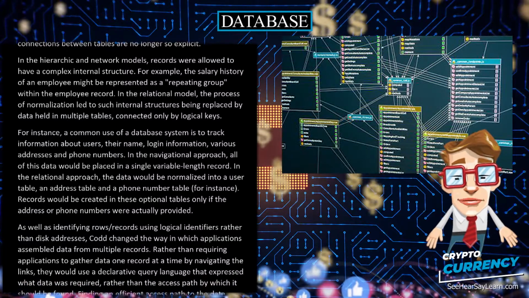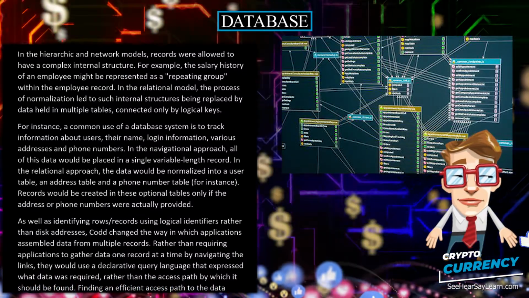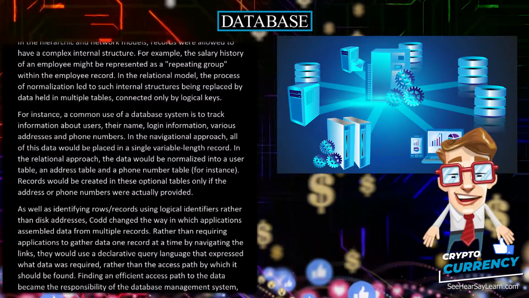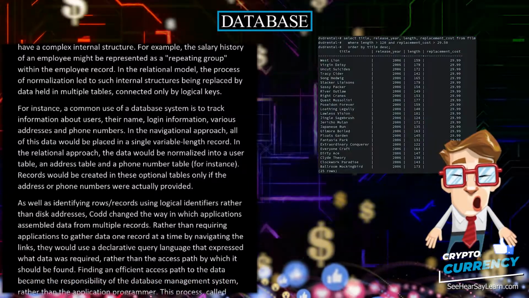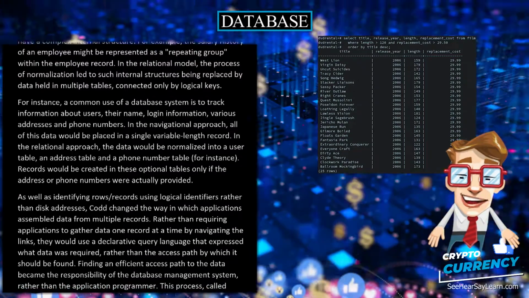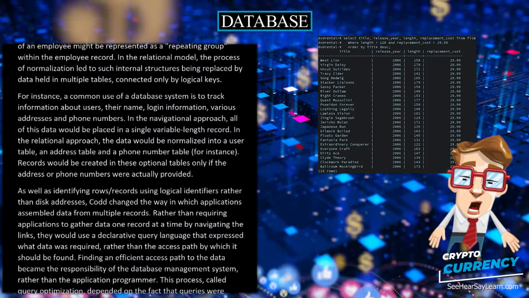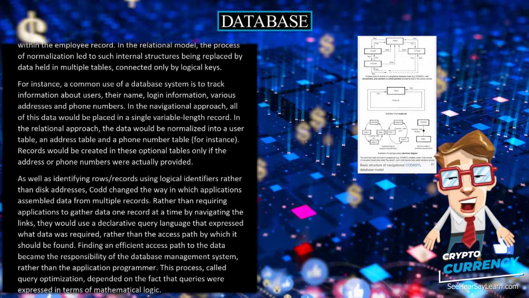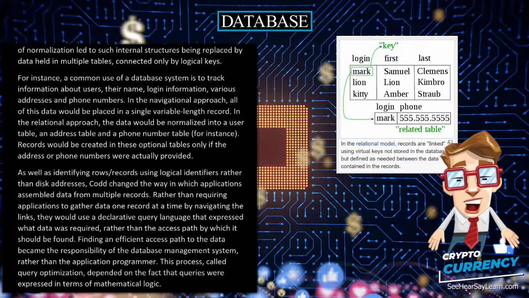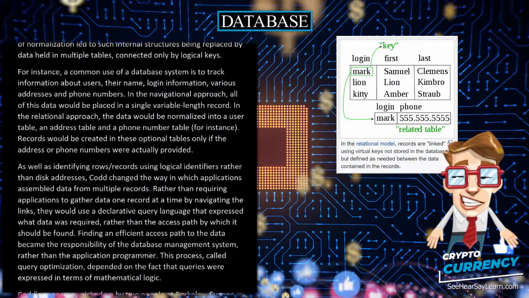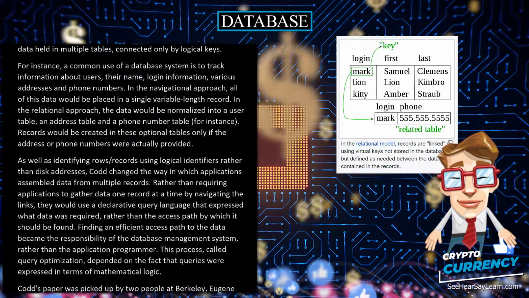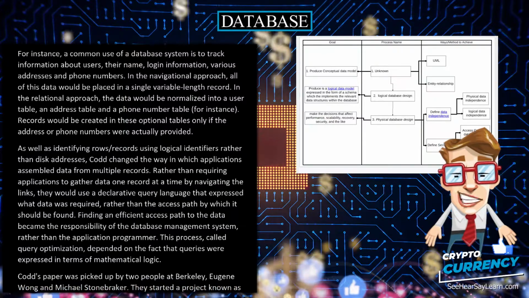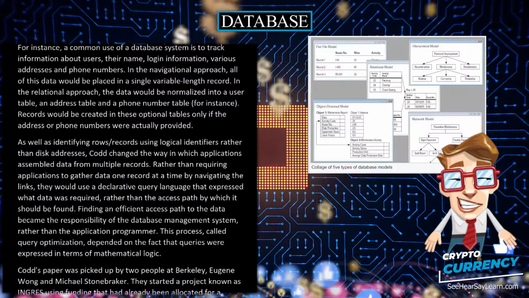For instance, a common use of a database system is to track information about users, their name, login information, various addresses and phone numbers. In the navigational approach, all of this data would be placed in a single variable length record. In the relational approach, the data would be normalized into a user table, an address table and a phone number table. For instance, records would be created in these optional tables only if the address or phone numbers were actually provided.